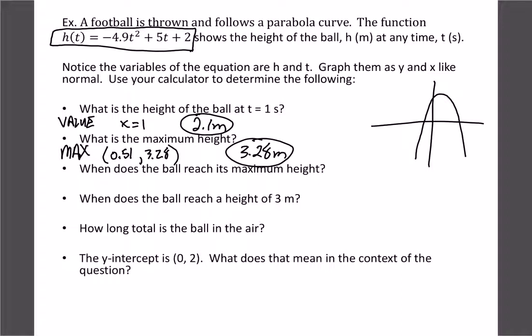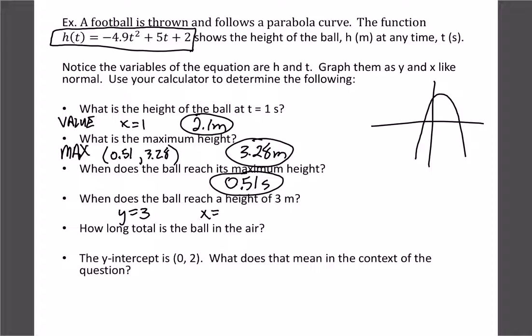The next question says, when does the ball reach the maximum height? That would be our time value of the maximum, which is our x-coordinate. So that would be the 0.51 seconds. You can see we get two different things from that same vertex point. The next one says, when does the ball reach a height of 3? This is sort of a backwards value question. We want to put in a y of 3 and figure out what the x value is.